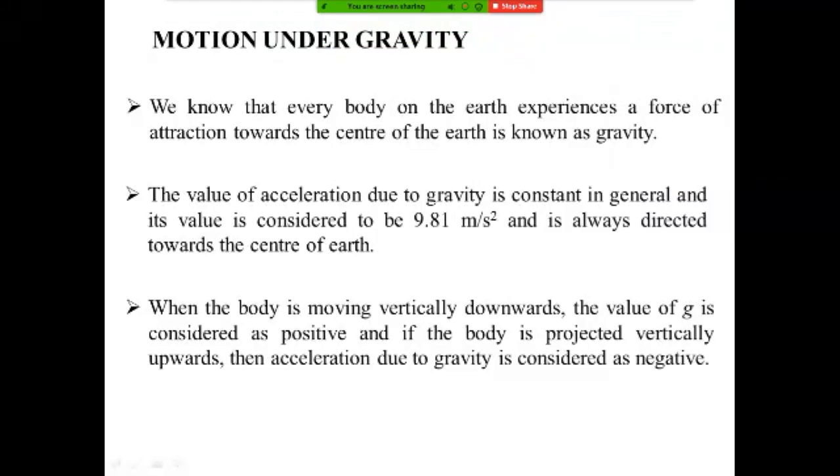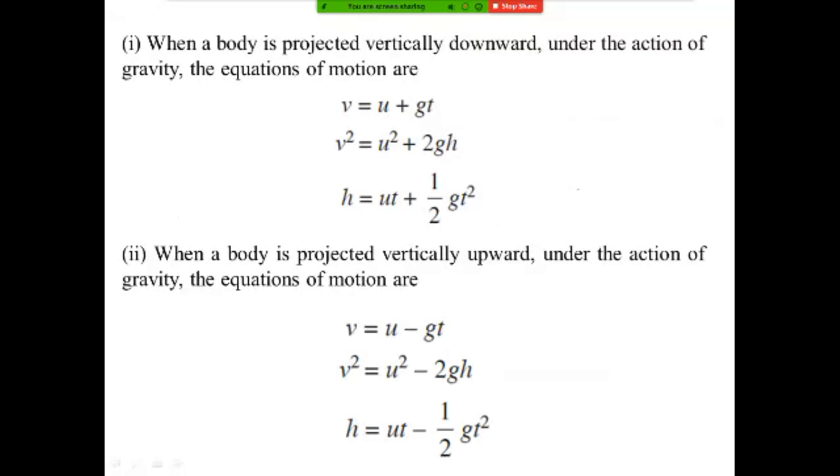If the body is moving vertically downwards, the value of g is considered positive. This is towards the gravity. And if the body is projected vertically upwards against the gravity, then it is considered negative. So, we will see some of the equations. These are the set of equations.